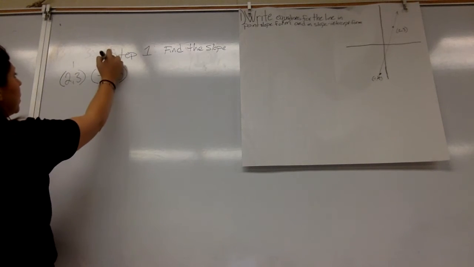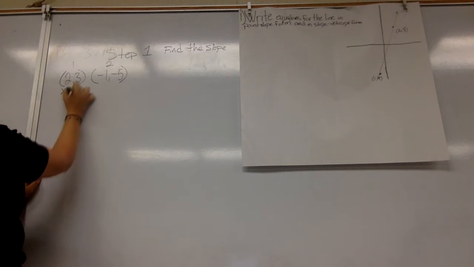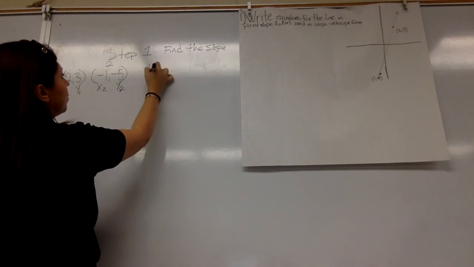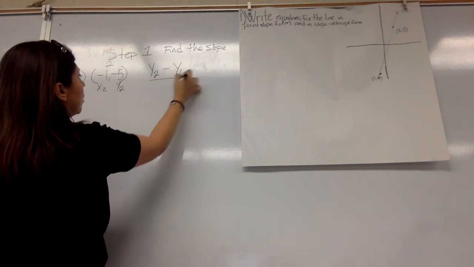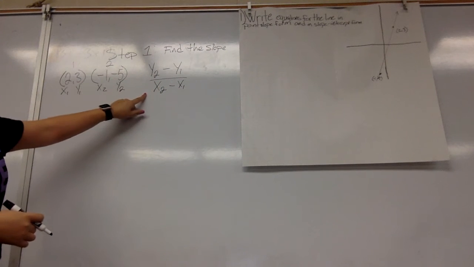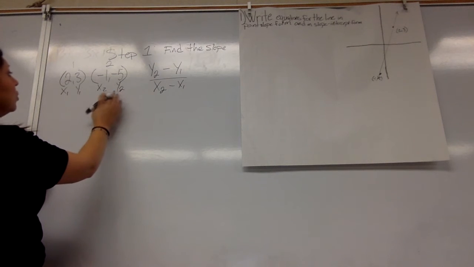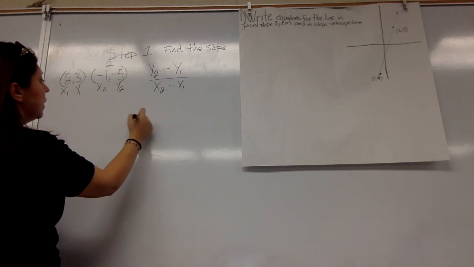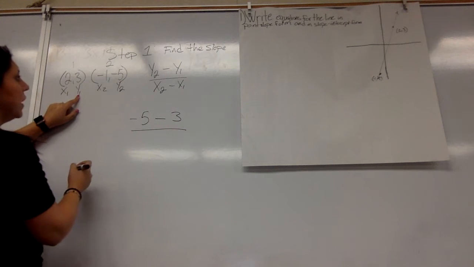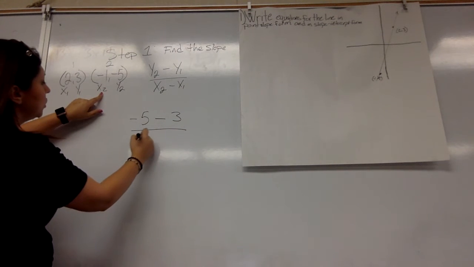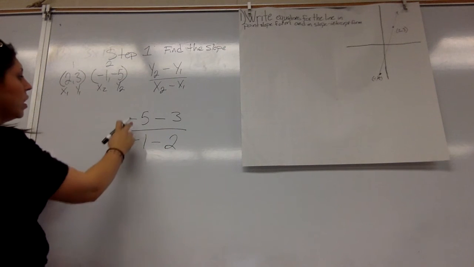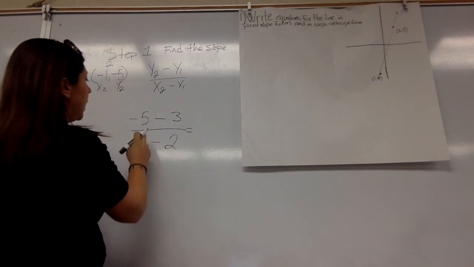So I'm going to pick this as point 1, this one's point 2, so this is x1, y1, x2, y2, and I'm going to use the formula y2 minus y1 over x2 minus x1. So this is the formula for slope, as you guys recall. So we're going to find y2, so that's -5, minus y1, which is 3, divided by x2, which is -1, minus x1, which is 2.